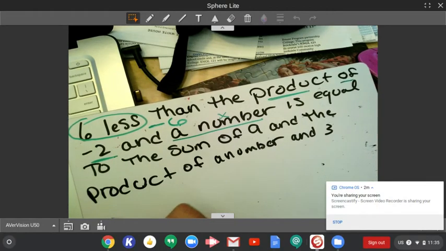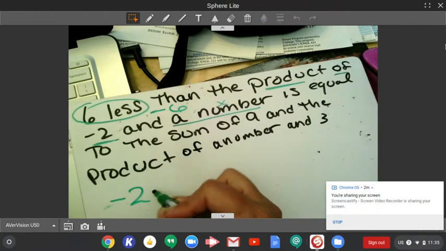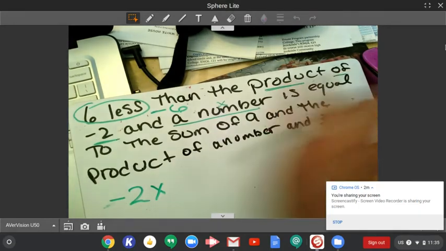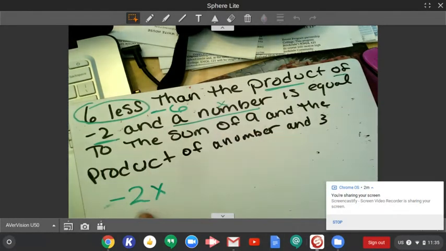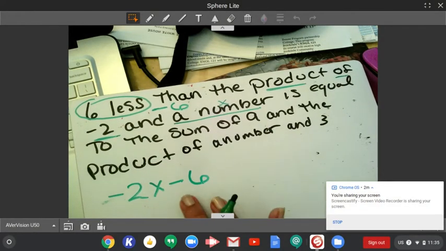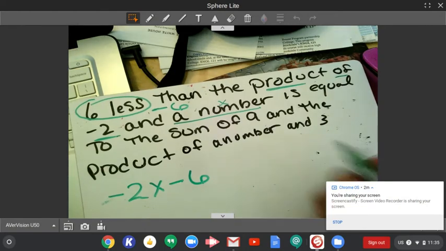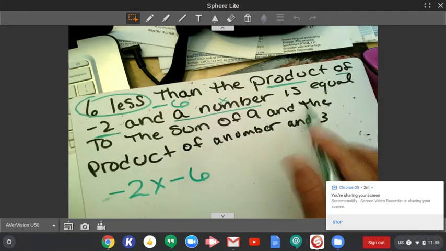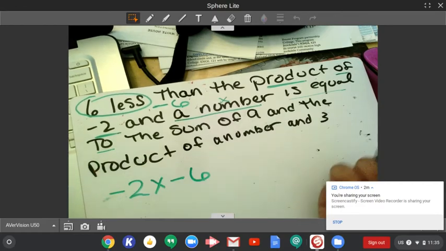So let's write this part of the problem here. We have -2x, the product of -2 and a number. Okay, so that's that. And we have 6 less than that. So we're going to add this -6 at the end, or subtract 6. Next is equal to, so that means I'm going to put an equal sign in here.